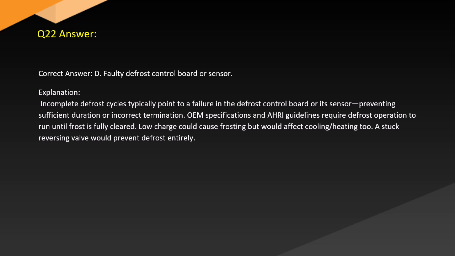Answer. Correct answer. D. Faulty defrost control board or sensor. Explanation. Incomplete defrost cycles typically point to a failure in the defrost control board or its sensor, preventing sufficient duration or incorrect termination. OEM specifications and HVAC guidelines require defrost operation to run until frost is fully cleared. Low charge could cause frosting but would affect cooling and heating too. A stuck reversing valve would prevent defrost entirely.